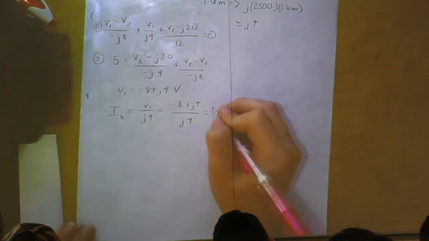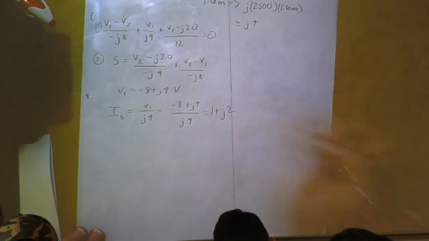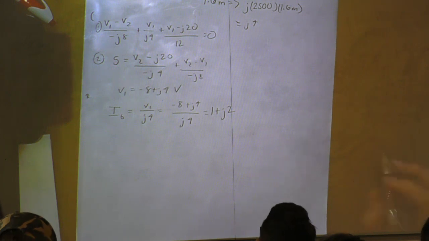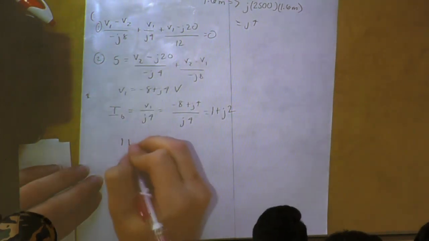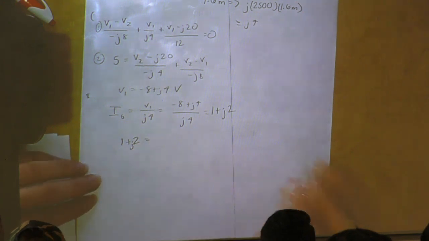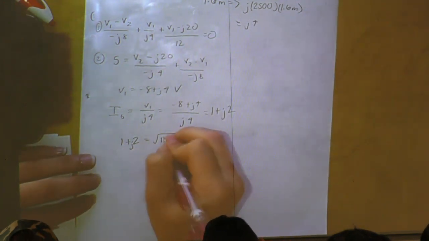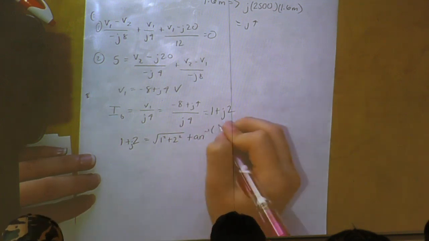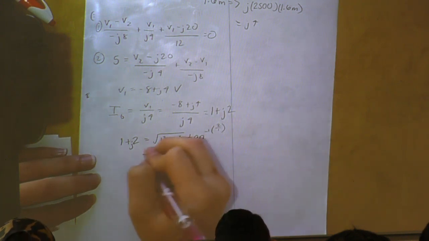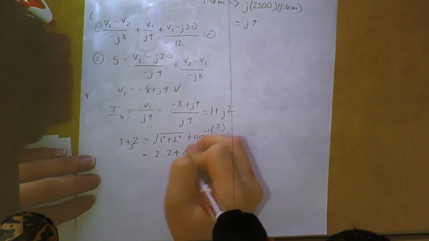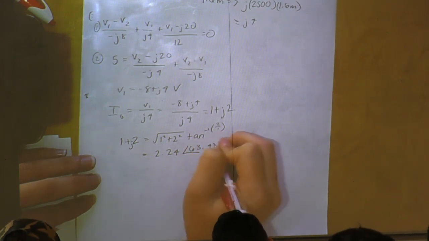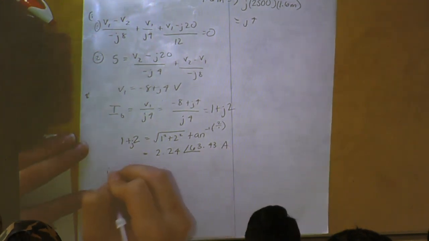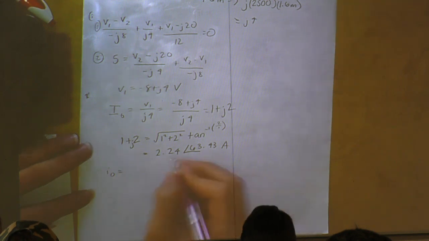This comes out to 1 plus j2. So now to put that back into time, 1 plus j2 equals the magnitude of 1 squared plus 2 squared, and the angle is arctan of 2 over 1. This should equal 2.24 with the angle 63.43. That would be our magnitude.